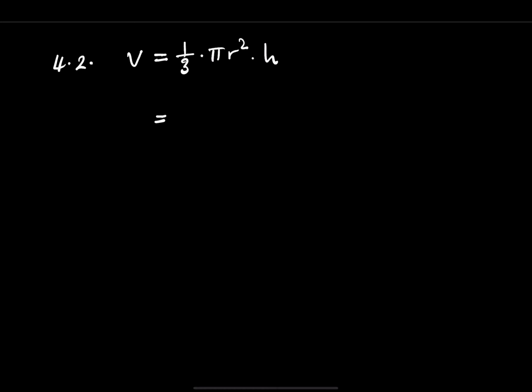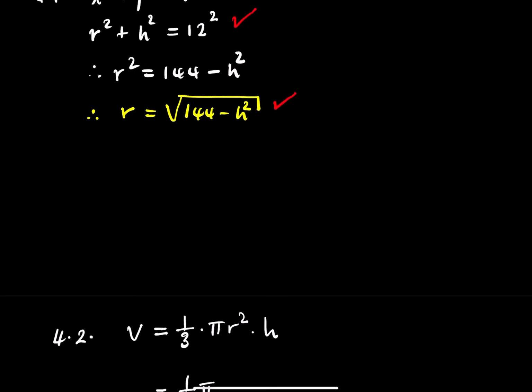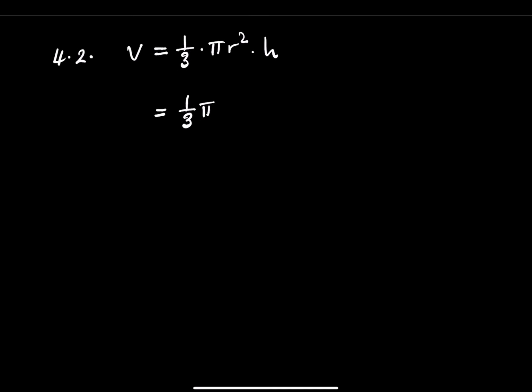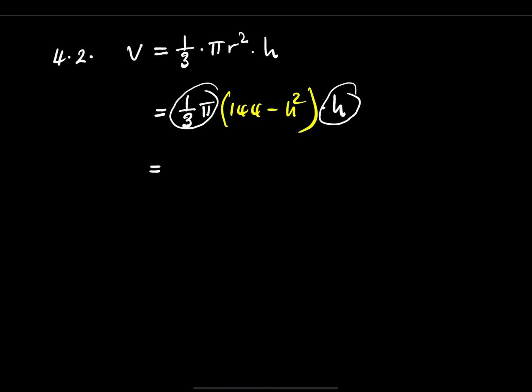Now, you are going to say this is 1/3 multiplied by pi r squared. But your r squared is something that you have found previously. So your r squared can be taken from that. That is 144 minus h squared. So r squared is equivalent to 144 minus h squared there, multiplied by the height. So, let me multiply h with that first.